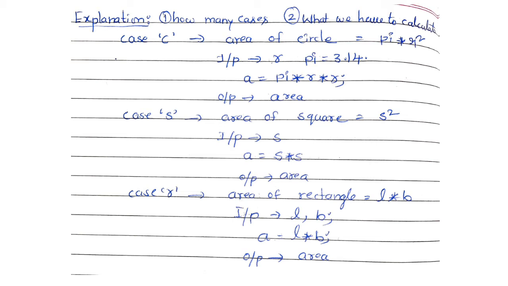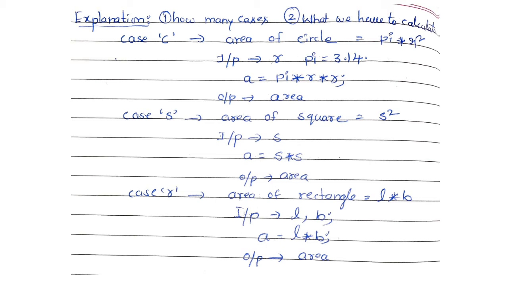And go to the second case. Here we have to calculate the area of square, and the formula is s square. S is a variable. We have to take the input for that variable. And what we have to calculate here? We have to calculate the area of square, that is equal to s into s, and we have to display the result in that case only.